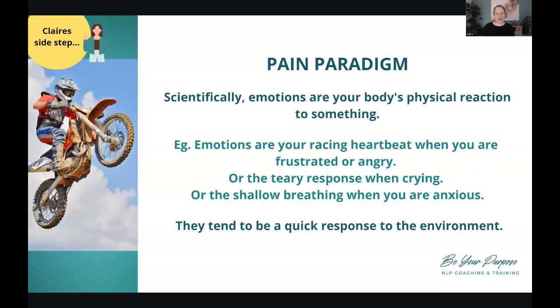Now, a typical Claire sidestep. Scientifically, emotions are your body's physical reaction to something. So if you think about it, if you've been on a roller coaster or a very fast motorbike, the emotions are actually the racing of your heartbeat, or when you're frustrated or angry, or that teary response when you're crying, or that shallow breathing when you're anxious. Scientifically, if you're pedantic with semantics, emotions are the way that your body responds to the environment. So they typically are very, very quick.